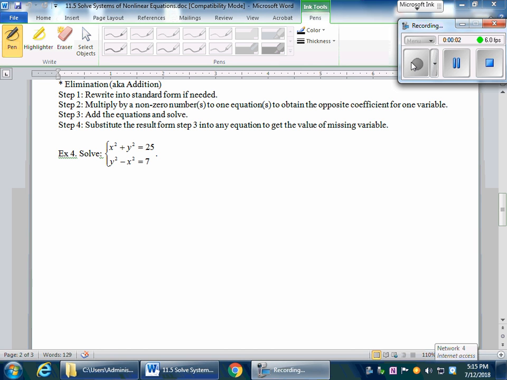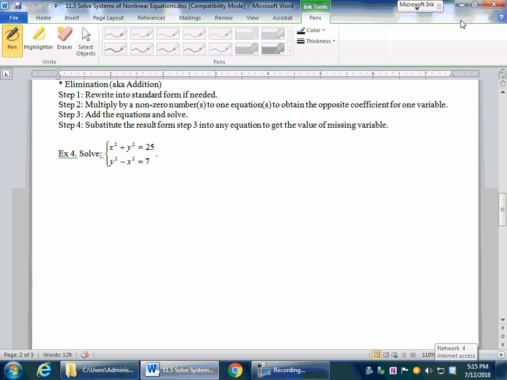The next method that we're going to look at in this section is solving a system of nonlinear equations by the elimination method. Solving by elimination, basically what we do is add two equations together to eliminate one of the variables. So what we need is to make sure that the variable you are eliminating has opposite coefficients. We can obtain that by multiplying one or both equations by different numbers.